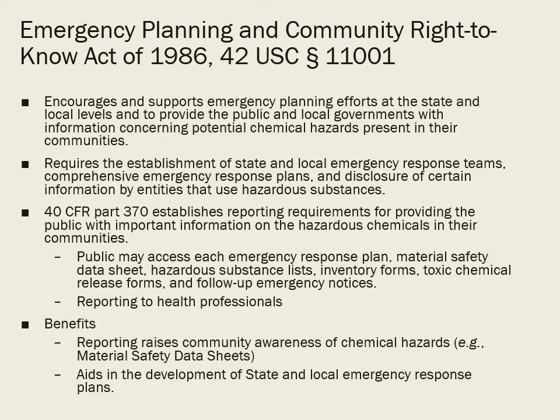And that committee either discloses them or it goes to the facility owner or facility operator that's, for instance, running the industrial plant that creates chemicals or uses chemicals, and basically tells them that they've got to provide this information. The regulations that come under this act establish various reporting requirements for providing the public with important information on hazardous chemicals. So the public can access this information.